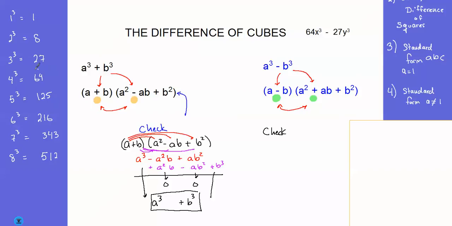So the reason for having this list here is to know if we see an 8, it is actually 2 cubed. If we see a 64, it's actually 4 cubed. Having this list handy, or simply understanding that you can cube root, will also help.